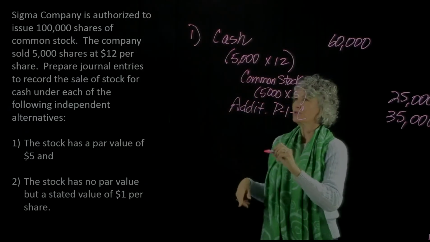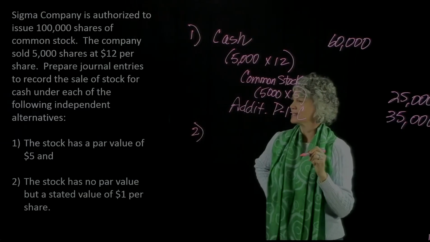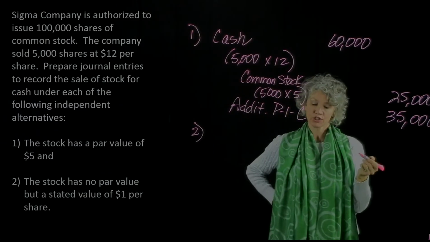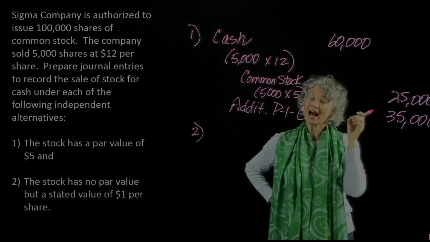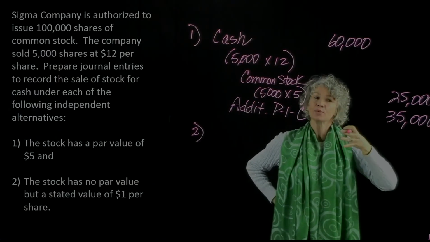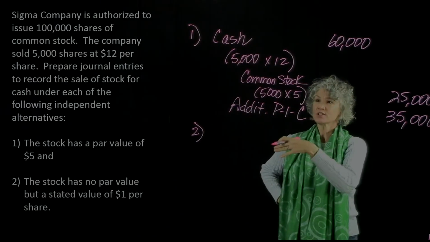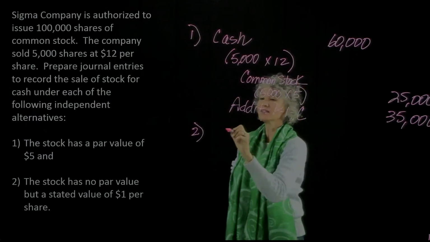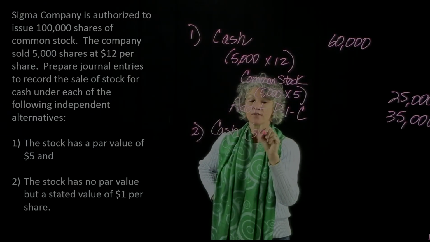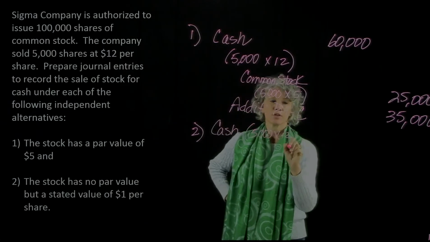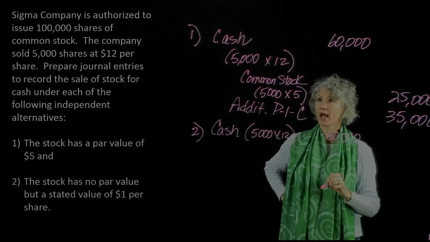All right, number 2 said, what if the stock had no par value but has a stated value of $1 a share? Okay, so some states don't require a par value, but you have to have a stated value just to deal with the accounting and the financial reporting. Okay, so in this situation, same thing. We're still selling it for $12 a share. So we're still going to get 60 grand for these 5,000 shares, okay?